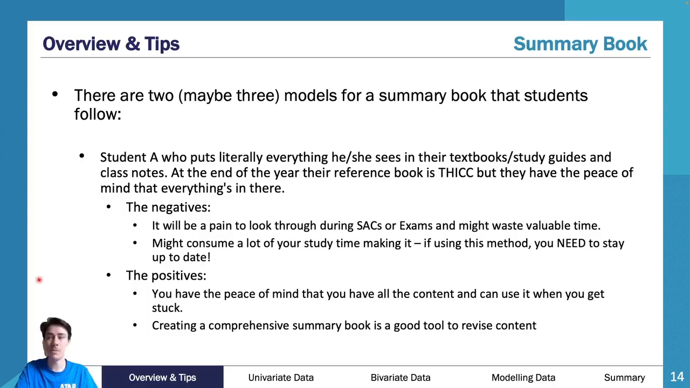And then summary book. Look, there are two sort of main ways you can do a summary book. I'm not going to go through it in super detail, but think of it as doing a really big summary book versus doing a really small summary book. Now, why I say there's maybe three is that you can sort of do a big summary book with a little summary book at the end.